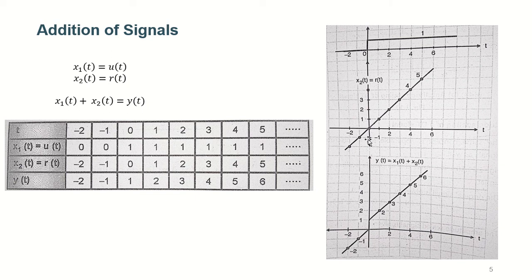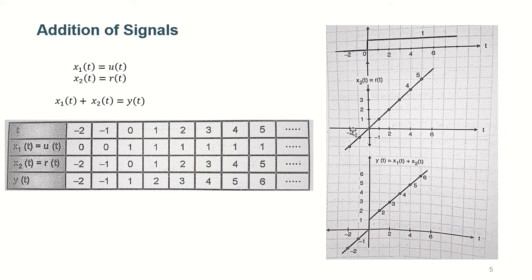But let's see for x2 of t what is happening. We took a value at t equal to -2, it has value -2. And you can also confirm it from this table I have mentioned here. For t equal to -2, what value does x1 of t have? As it is a unit step signal, it will have the value 0, because every point before 0 will be 0, and every point from 0 onwards will have value 1. So before 0 it has 0, then x2 of t is equal to r of t.